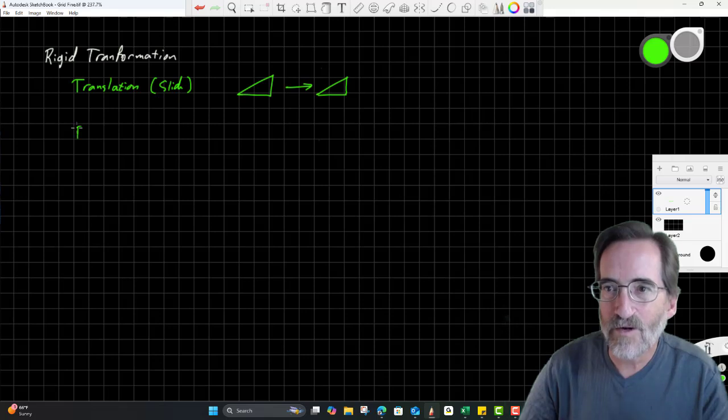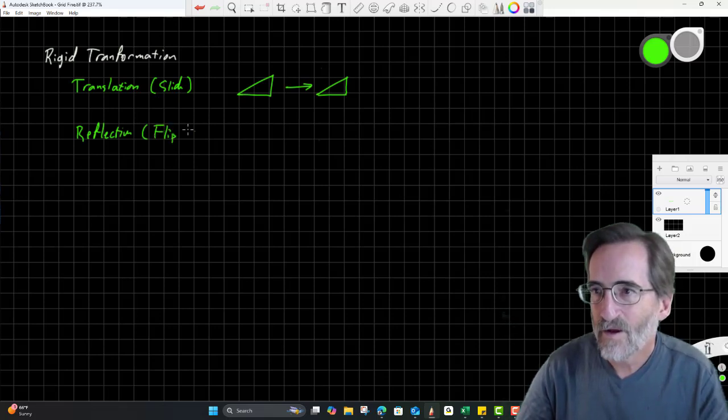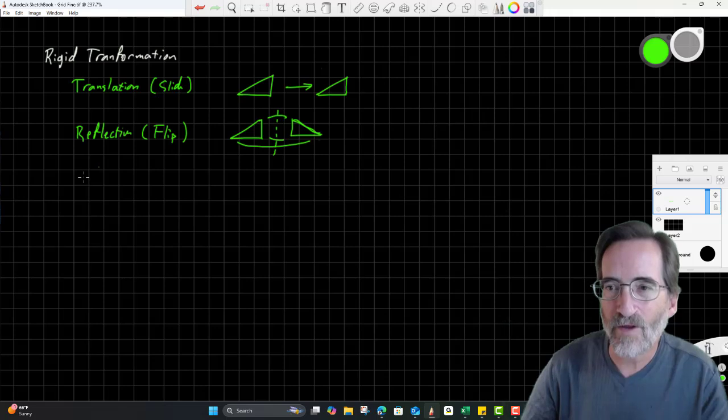Then there's a reflection. You can think of that as a flip, where we think of a line that it flips over and it ends up facing the opposite direction. Okay? Every point is an equal distance away from the line of reflection, a flip, a reflection.